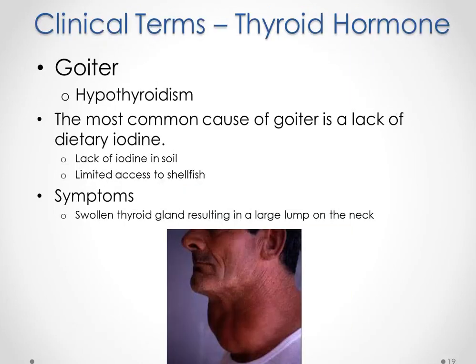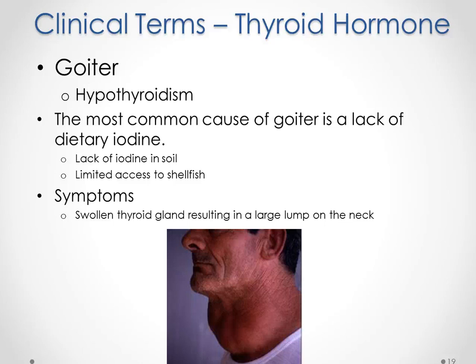So let's turn to page 13 and look at some of the clinical cases that are affecting the thyroid gland. The first one we're going to look at is a condition called a goiter. This is a type of hypothyroidism, so the body's not getting enough of that thyroid hormone. The most common cause of a goiter is going to be lack of dietary iodine. Either it's not in the soil or the person's not eating enough shellfish, which contain iodine. The body needs iodine to produce the thyroid hormone. Iodine is essential for the production of that thyroid hormone. So if you're not getting enough iodine, you're not properly making enough thyroid hormone.